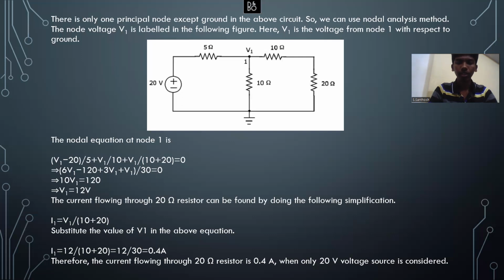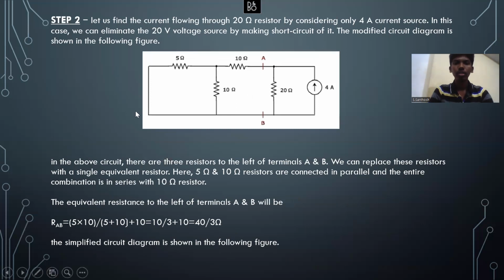So now let's see the second case, where we are only considering the current source and neglecting the voltage source and making it 0. So that's step 2, or case 2.